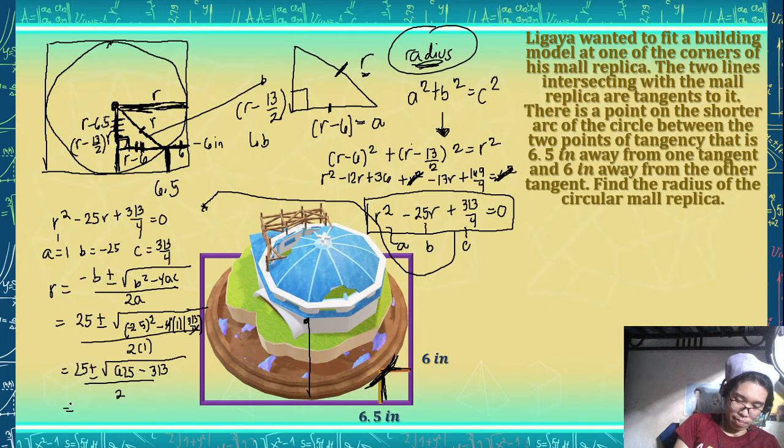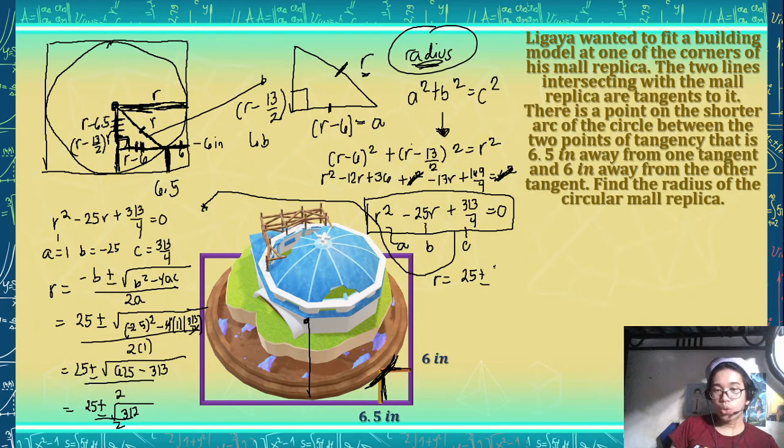And what's 625 minus 313, guys? That should give you 312. So this is going to give us 25 plus or minus the square root of 312 all over 2. Or if you're going to try to simplify that, the value of r should be equal to 25 plus or minus, what's the square root of 312, guys? That's equal to 2 square root of 78 all over 2. Okay, so we can only take either one of the values. Is it 25 plus 2 square root of 78 all over 2, or 25 minus 2 square root of 78 all over 2?